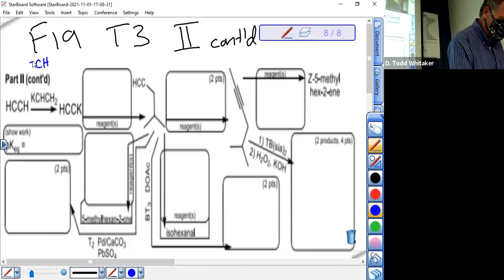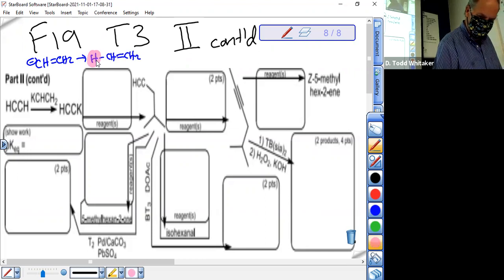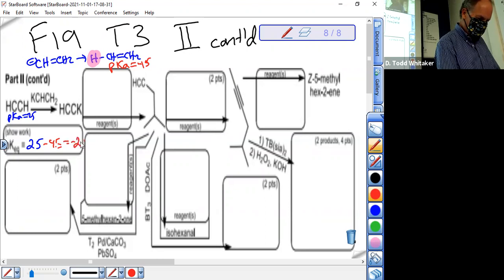CH minus with a CH2 goes to H-CH2, CH double CH2, with a pKa of what? It's an alkene. 45. So the alkyne was 25. That's acetylene, pKa equals 25. And the 45 is the alkene, a difference of 20.